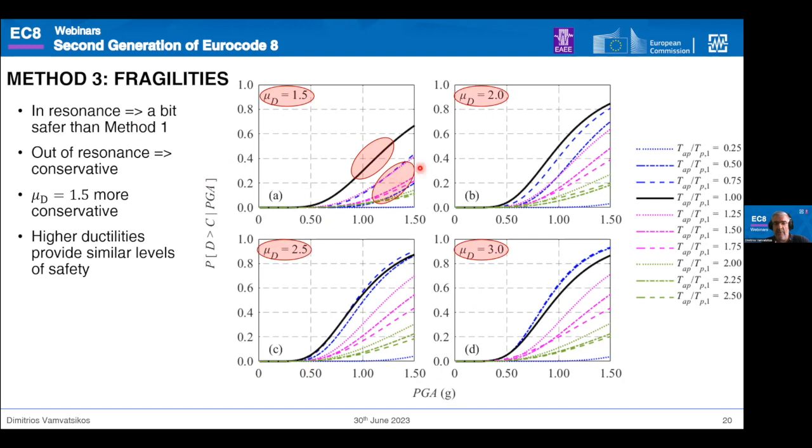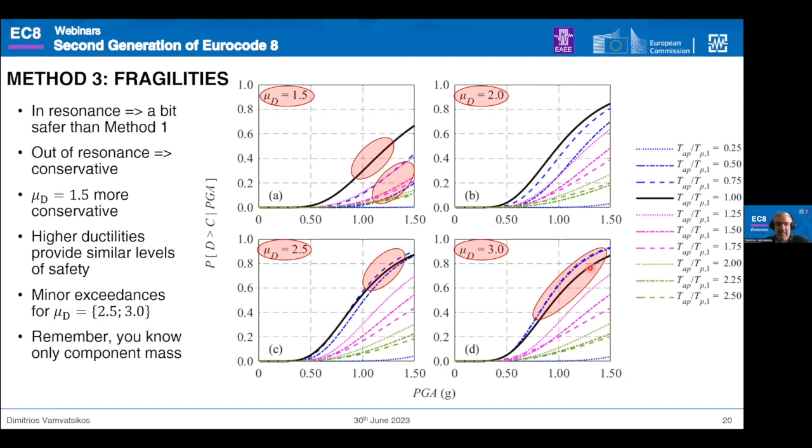That's what comes out. If you go to higher ductilities, you're closer to the edge with some minor exceedances in some cases, just a few cases where not everything is perfect, but in general, it works. And remember now, you know only the component mass in this discussion, nothing else. But you had to certify the fuse. So win something, lose something.